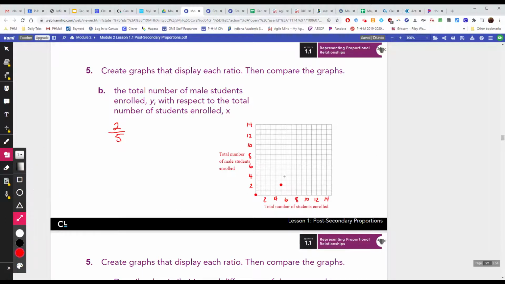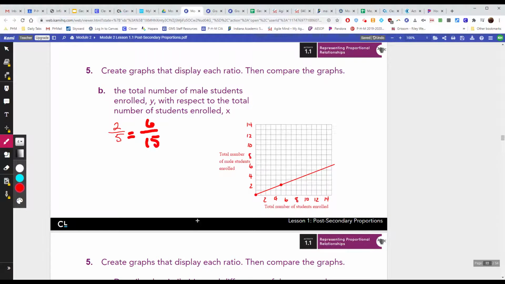Let's go ahead and draw the line like we did for the female one. So from this point through this point, I'm actually going to extend it, right, like that. And that means when there are 15 students, it looks like 6 of them are male. So 6 male, 15 total.